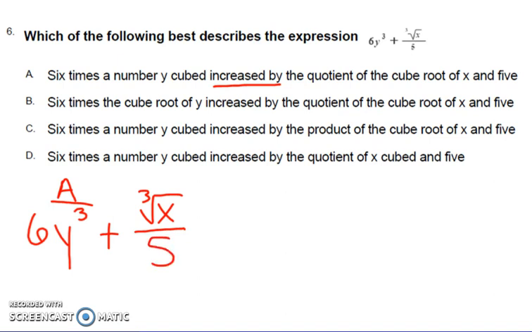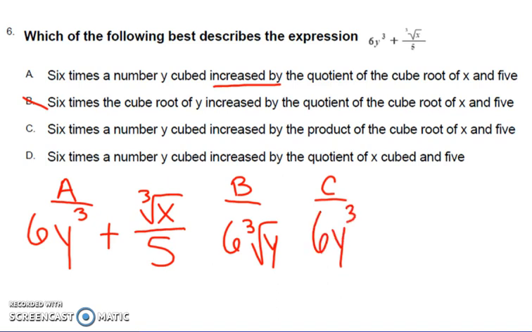Well, if I look, that looks pretty good. So let's check B just to be sure. So again, we have 6 times the cube root of y. Well, already that doesn't match my top. Keep in mind the cube root is that radical symbol. C, 6 times a number y cubed. So it starts off good.